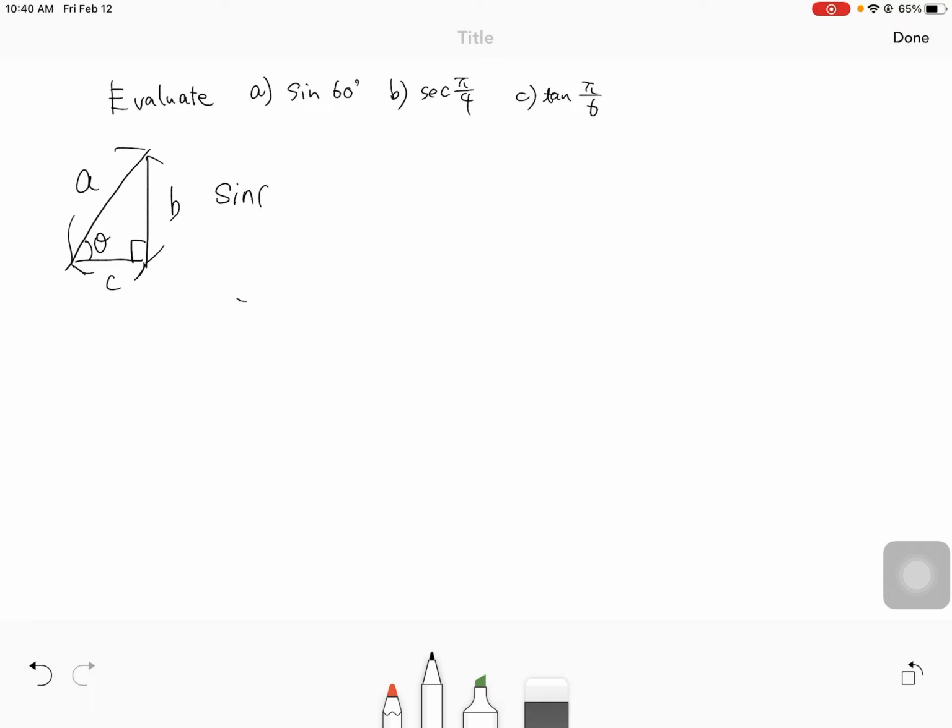Then sine theta is B over A. That's because sine is opposite over hypotenuse. So the value is going to be like that. So in this question, you need to find the value of sine 60 degrees. That means the triangle is like this. This one is right, so 90 degrees. This one is 60 degrees. This one is 30 degrees.